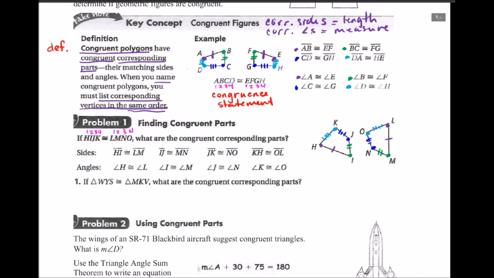You don't need one to do this, but at this point it might be easier if you just sketch a quick diagram, a couple of quick triangles, label them, and mark your corresponding parts. So, see you in a minute.